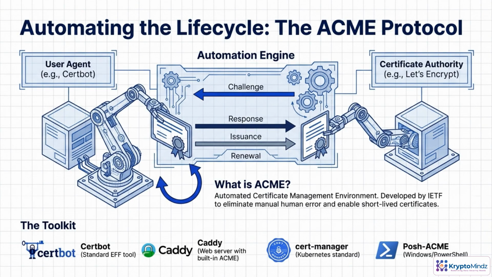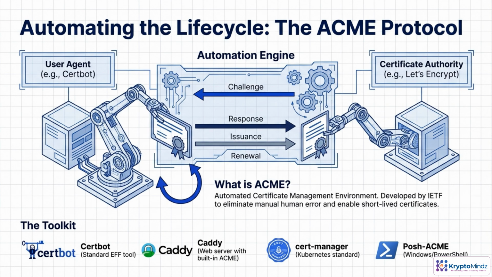To keep expiration and renewal from becoming constant manual work, modern environments rely on automation. That's where ACME comes in. ACME is the protocol that lets us treat certificates as something the system manages for us, not a manual chore. There are two main actors: a user agent, like Certbot or cert-manager, and a certificate authority, like Let's Encrypt.